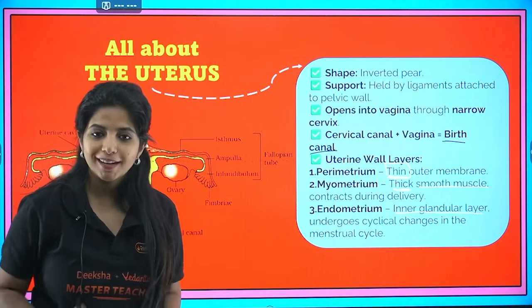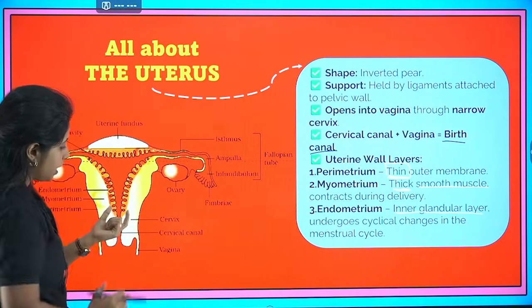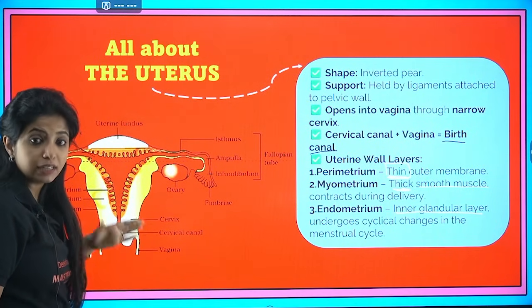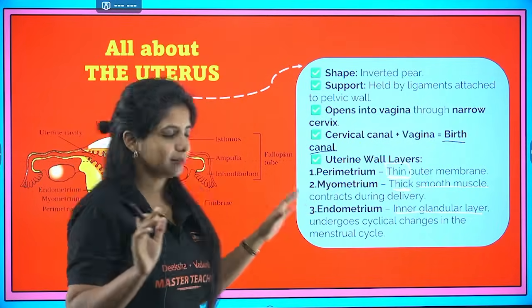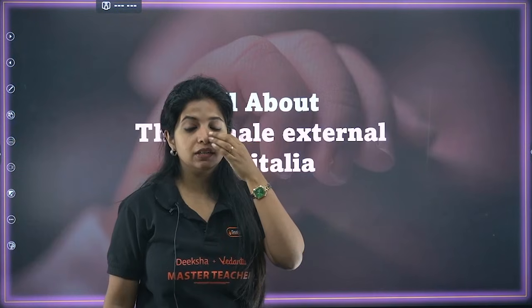Got it? Understood? Okay, so the uterus has 3 layers. Apart from that, the lower portion is known as the cervix. In between, the cervical canal is there, and then you have the vagina. The cervical canal plus the vagina forms the birth canal also. Done? Yes. Done. Okay. Now we talk about the female external genitalia.